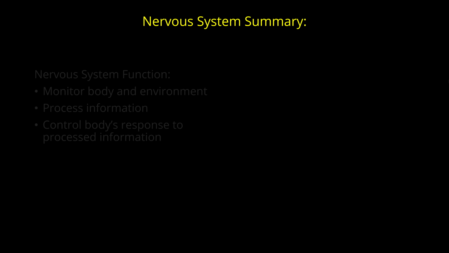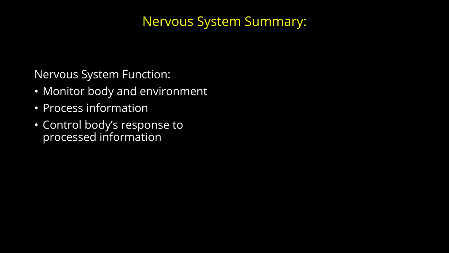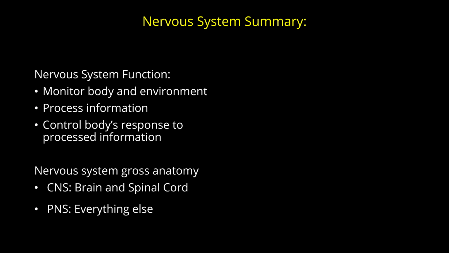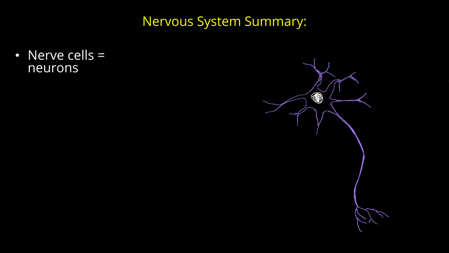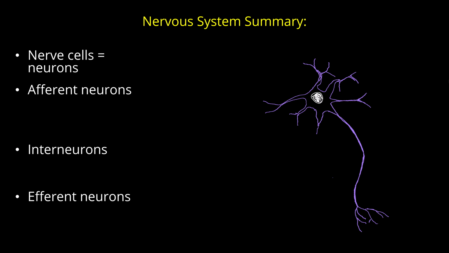To summarize this video, the function of the nervous system is to detect changes in the outside world, interpret those changes, and respond appropriately. Anatomically, the nervous system is divided into two parts: the central nervous system and the peripheral nervous system. The central nervous system is the brain and spinal cord, and the peripheral nervous system is everything else. The cells responsible for carrying out those functions are called neurons. There are three classifications of neurons. There are afferent neurons, efferent neurons, and interneurons.